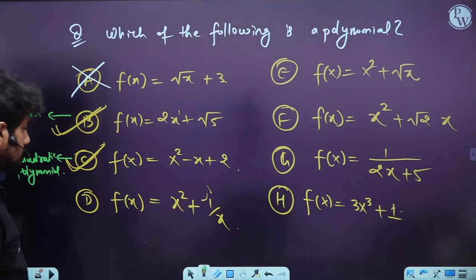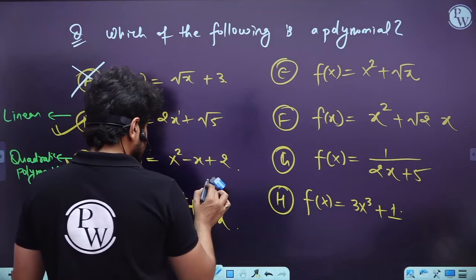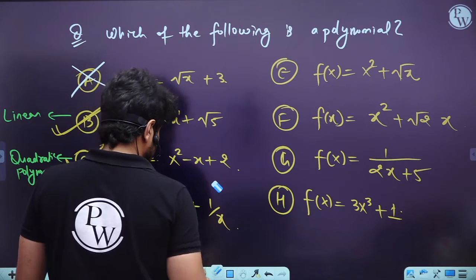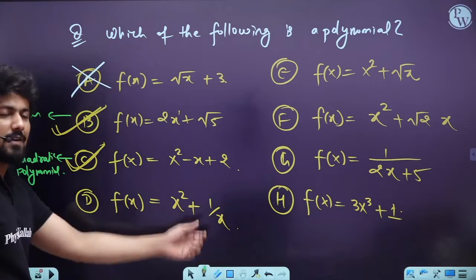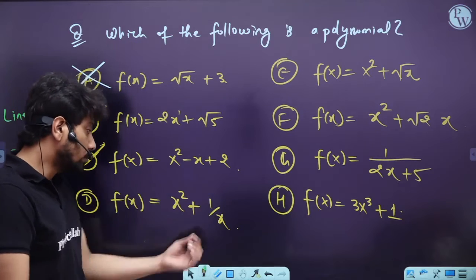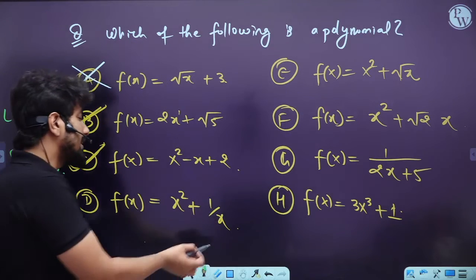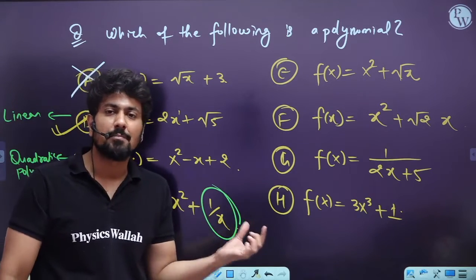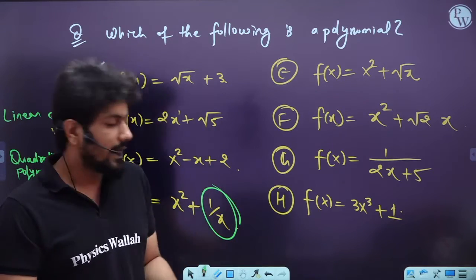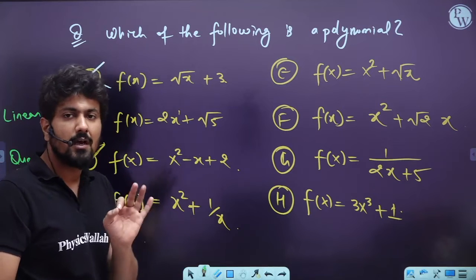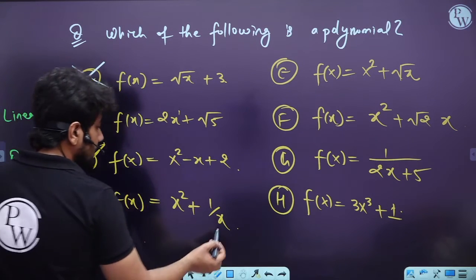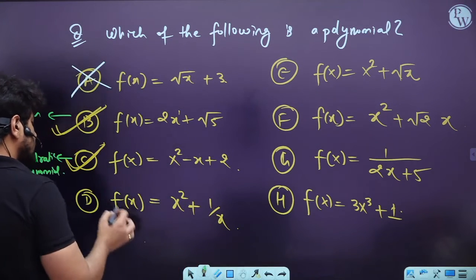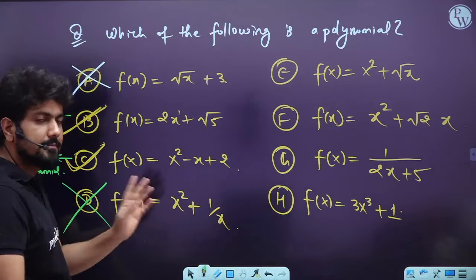Now, example D, is this a polynomial now? x square plus 1 by x, is this a polynomial? No, this is not a polynomial because here we have 1 by x. Basically, what's the power of x? The power of x is minus 1. And as I told you, power of x should be a whole number. Here we have x raised to the power minus 1. So this is not a polynomial.